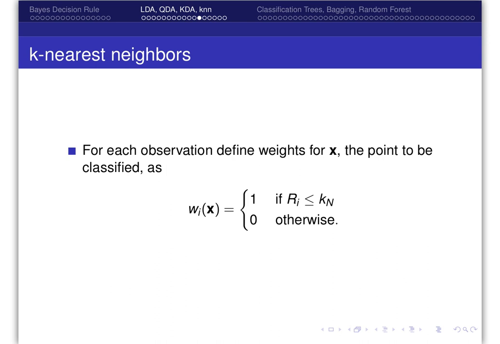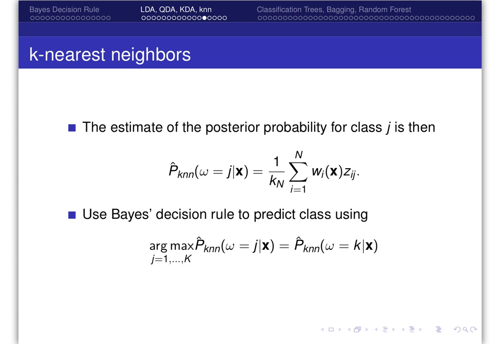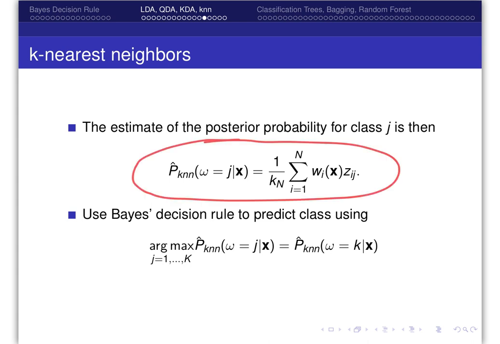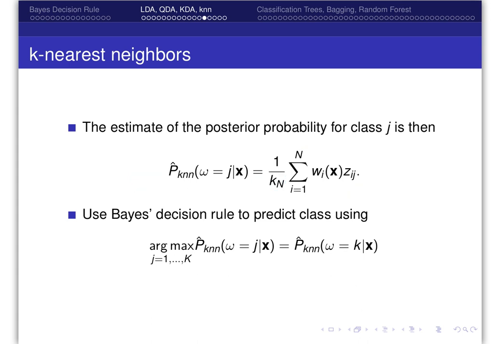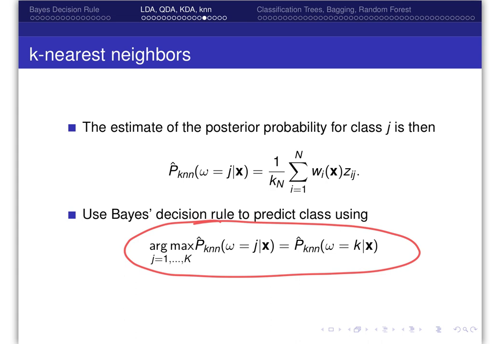For each observation, define the weight associated with the observation to be classified. The weights are 1 if the rank distance is less than or equal to k sub n and 0 otherwise. The estimate of the posterior probability for class j is given by this equation, which is simply summing the number of nearest neighbors in class j and dividing by the number of the nearest neighbors. Then, Bayes' decision rule to predict class is simply the argument that maximizes the posterior probability.